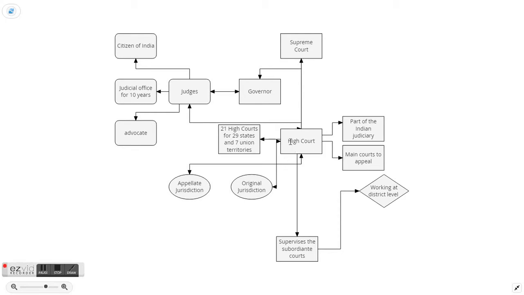Just below the Supreme Court, there are high courts, which are the highest court of law in the state. The high courts are part of the Indian judiciary. It is the soul of any state, and functions under the supervision, guidance and control of the Supreme Court. The Supreme Court is the head of all courts, and the High Court is head of all the subordinate courts or district courts, as we say. A high court supervises the subordinate courts in the state.